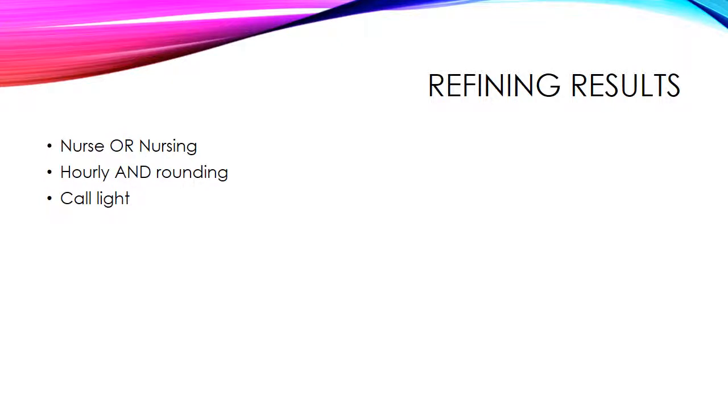We can further refine our results. If we put nurse or nursing, we'll get both results for that. Hourly and rounding would refine that result. And then we could add call light, and that would refine our results to only articles that involved call lights.